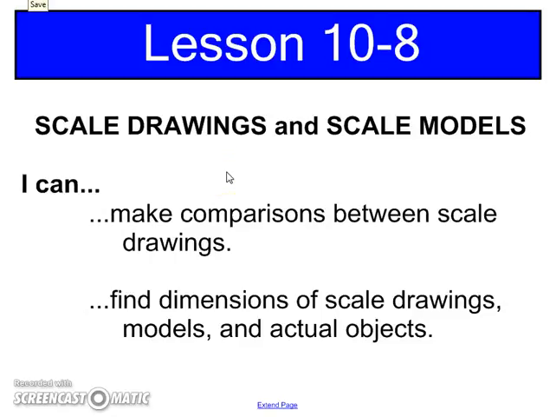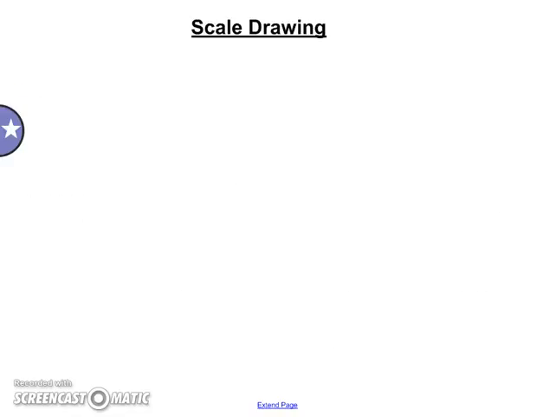All right, so the final lesson, lesson 10.8, the final lesson of chapter 10, we're going to deal with scale drawings and scale models. So we're using those ratios and proportions, but in this case, we're going to find the lengths of, say, distances through a park using maps, using scale models, and so on. So let's go ahead and jump right in.